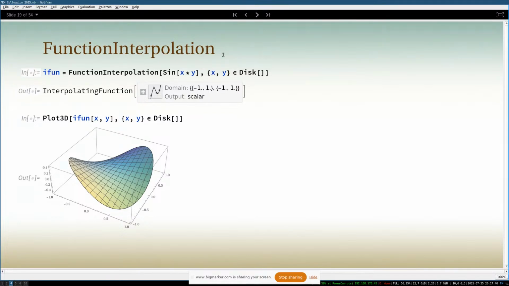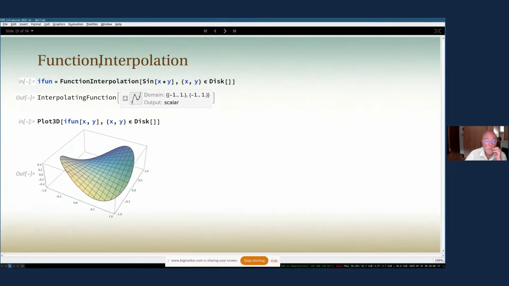FunctionInterpolation is a pretty old function, but we've extended it to be able to use any expression and evaluate that on a geometry, on a region. It's going to return an interpolating function that you can then plot. If you're familiar with EvaluateOnElementMesh, this is now the system function that calls EvaluateOnElementMesh to generate these interpolating functions.